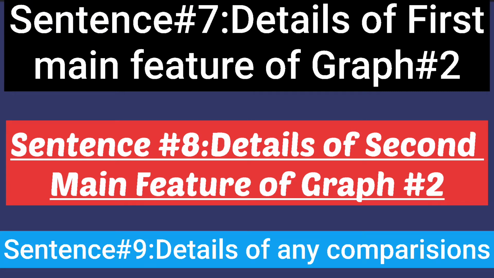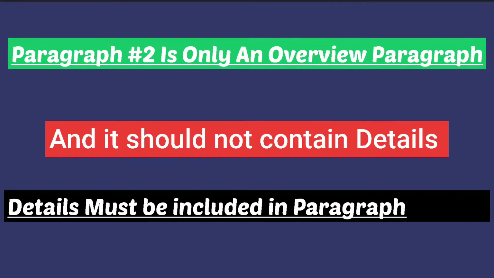So paragraph number 2 should just be an overview of the main features and should not include any details. The details must rather be given in paragraphs number 3 and 4, which are known as the body paragraphs.